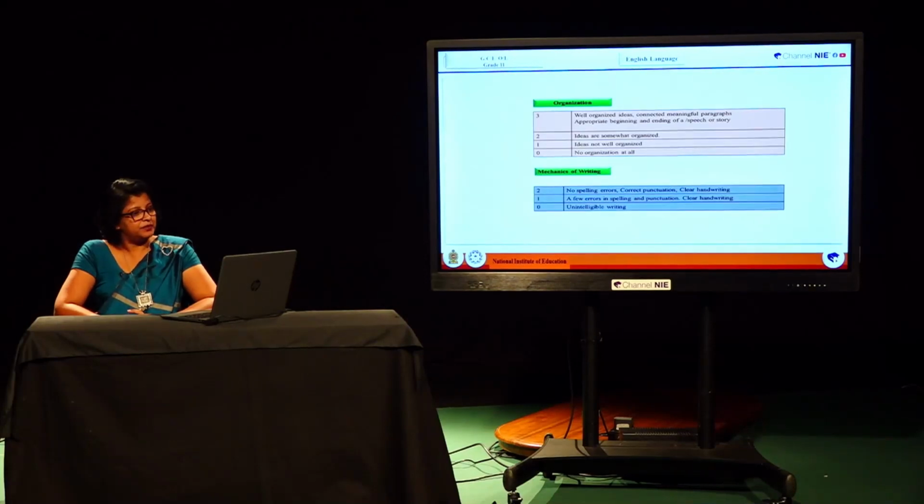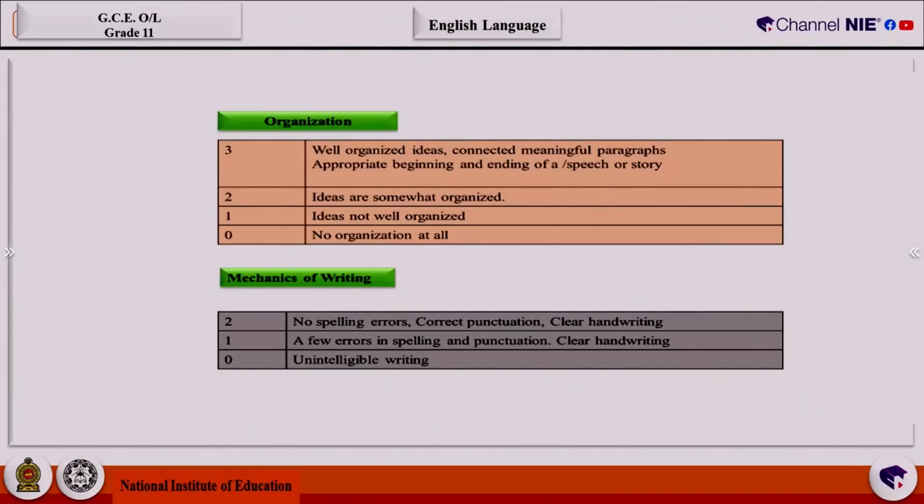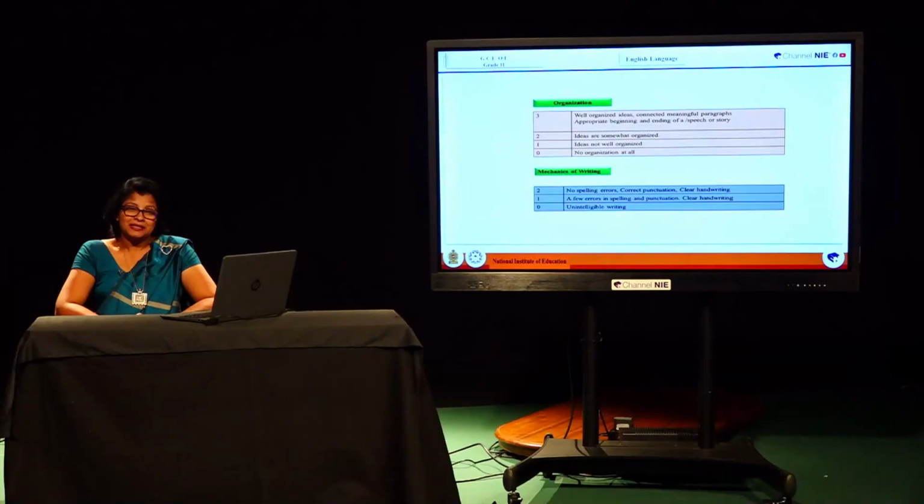Mechanics of writing. 2 marks will be given to compositions with no spelling errors, with correct punctuation and clear handwriting. If there are a few errors in spelling and punctuation, but with clear handwriting, you will be given 1 mark. If your writing is not that clear, if the teachers cannot read your writing, there will be no marks. So dear students, this is how your writing will be evaluated at the GCE O-level examination.